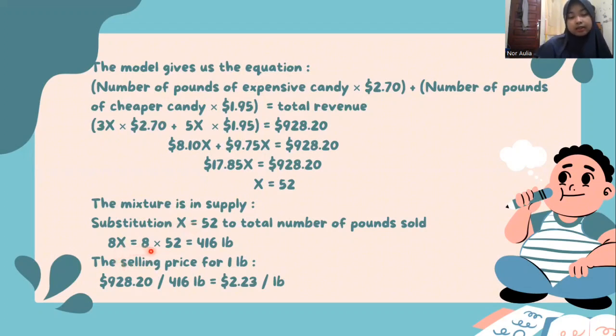8x equals 8 times 52 equals 416 pounds. The selling price for 1 pound is $928.20 divided by 416 pounds, which equals about $2.23 per pound.